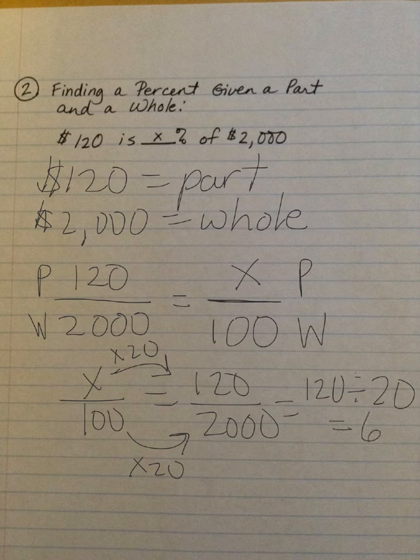gives me 6. But remember, this 6 is really 6 over 100, which gives me 6%. Because if I'm solving for percent, it goes over 100. So the answer is 6%. $120 is 6% of $2,000. And I can say, does that make sense? I'm going to check for reasonableness. Well, 10% of $2,000 would be $200. And so I have less than 10% and I have less than $200. So my answer is reasonable.